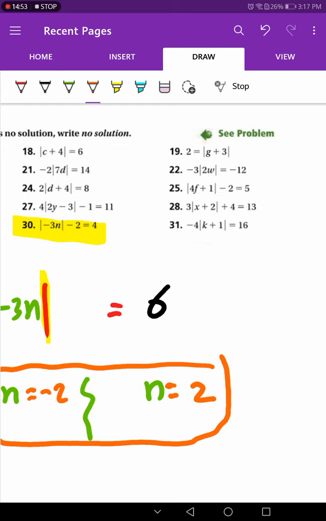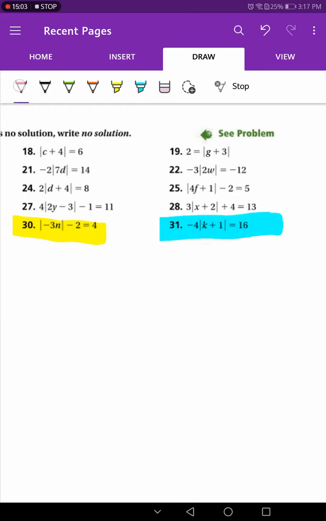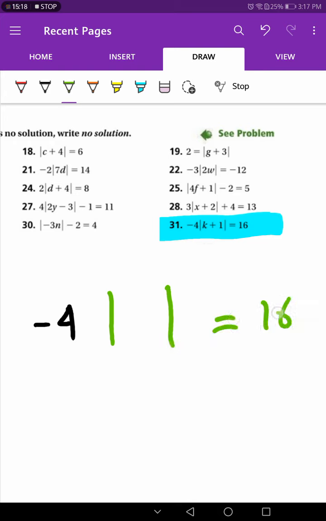Okay, so let me do number 31. It is an extra one. So I will do this now, my dear student, to remind you about no solution. The equation has no solution. See, it is -4 times the absolute value of k plus 1 equals 16.